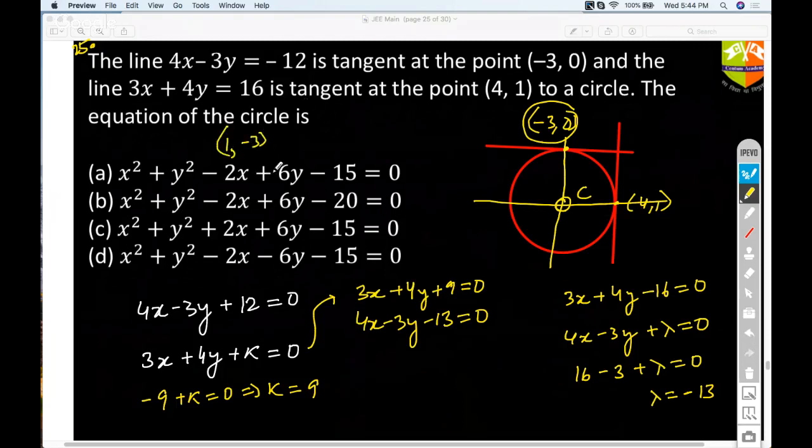1 comma minus 3. Does it satisfy this? Let's check. Does it satisfy both the equations? So 1 comma minus 3 satisfies this, and it also satisfies this. So basically, let's not go any further. In fact, the second one also gives you the same answer. Then in that case, I have to also find out the radius. So the distance of 1 comma minus 3 from this point is going to be 2 square plus 3 square under root. That's going to be root 13, right?